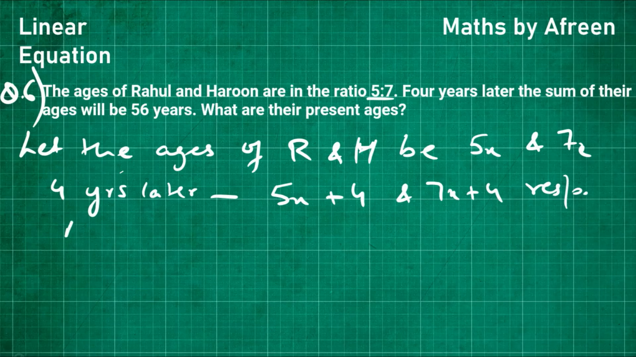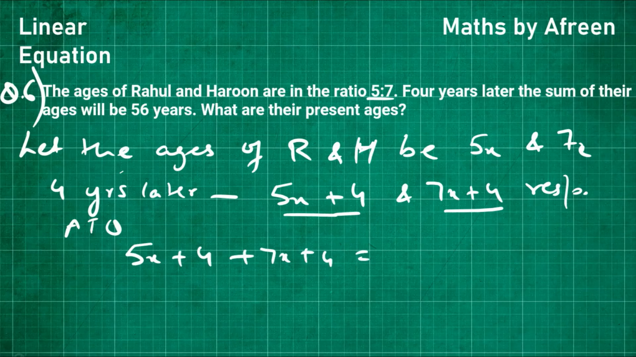Now according to the question, they are saying 4 years later the sum of their ages will be 56. We know after 4 years their ages will be 5x plus 4 and 7x plus 4. So it will be 5x plus 4 plus 7x plus 4 equals 56. So 5x plus 7x will be 12x, 4 plus 4 will be 8, equals 56.